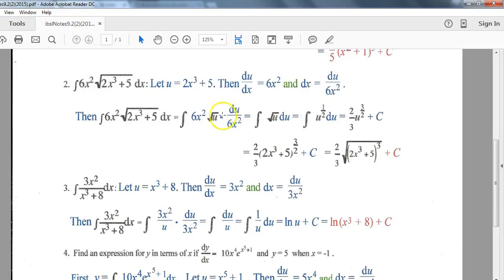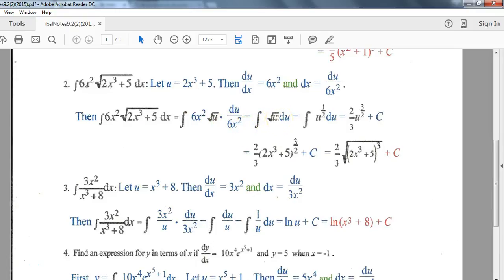So if you go back to right here, we're putting the u value in. We're going to replace dx with du over 6x squared. And now we're going to do our integration process from here. But we can start by saying, well, 6x squared cancels with that 6x squared. So all I really have is the square root of u.